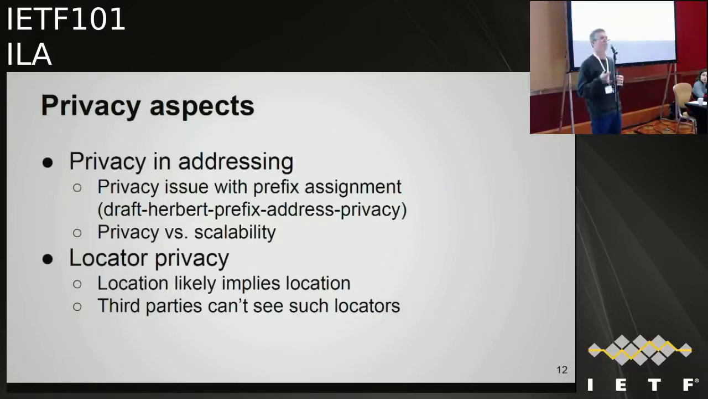Locator privacy, as I mentioned: a locator, say in a mobile network, may actually indicate physical location if the locator refers to an eNB or something to that effect. So this is another tricky thing. How do we prevent locators from revealing identity to third parties?